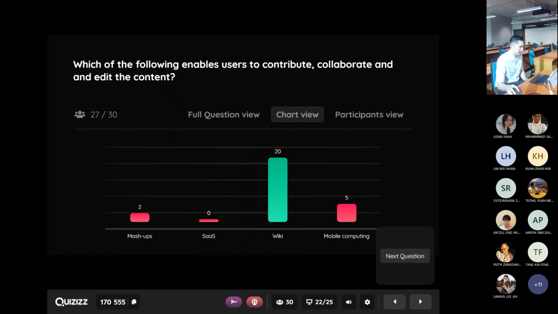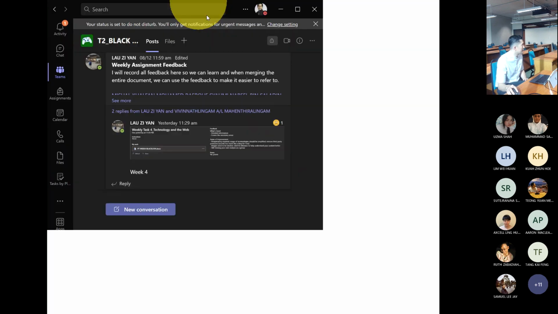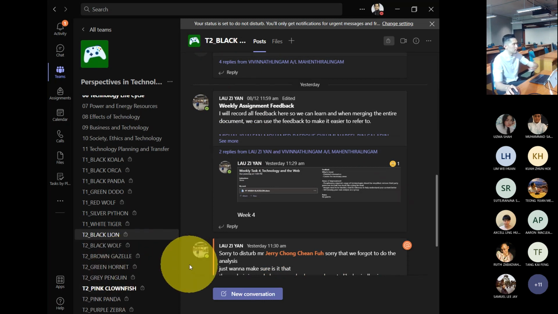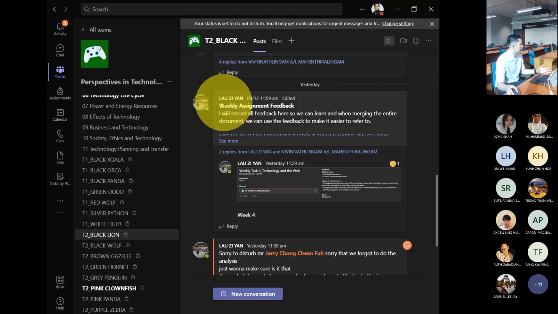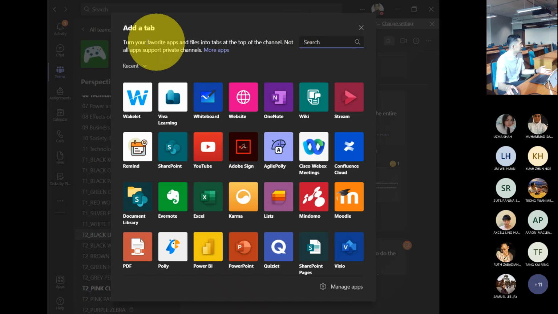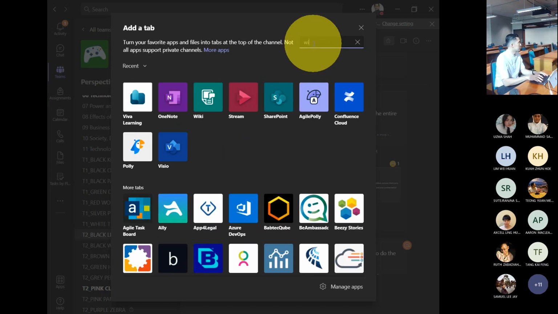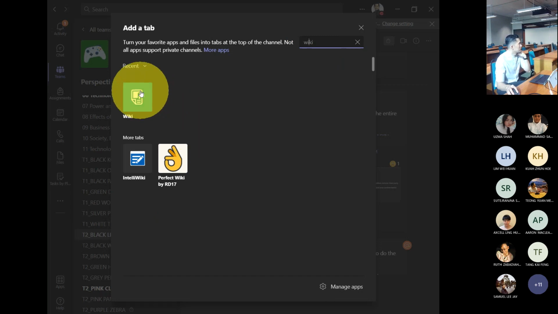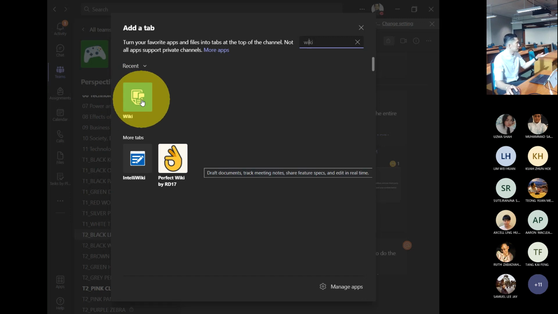All right. So it's Wiki. And as I just highlighted to you, Wiki is an application within your channels, within your teams, and so on. So for example, if you go to any of your channels and click the plus to add a tab, as we call it, you can just search for it. For example, mine is appearing up here. It says Wiki. If yours doesn't appear up there, you can just type Wiki and you should be able to find it. So you can add wikis into your channels, and you can mouse over them to see what they are about. As you can see, it says: draft documents, track meeting notes, share feature specifications, edit in real time. Everyone can share together.